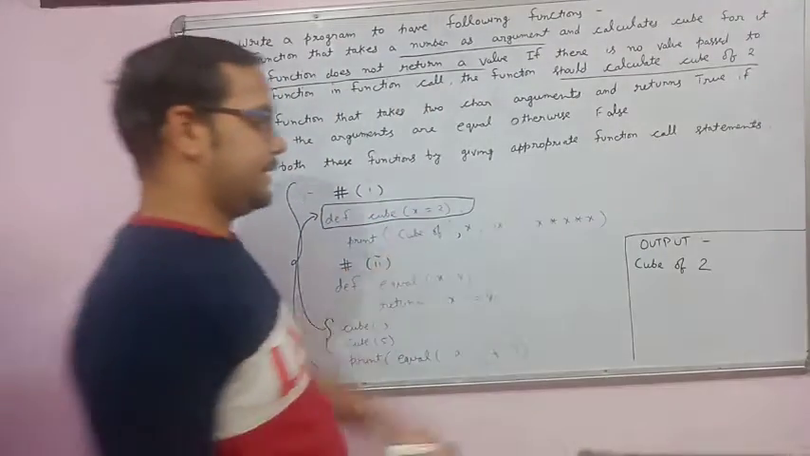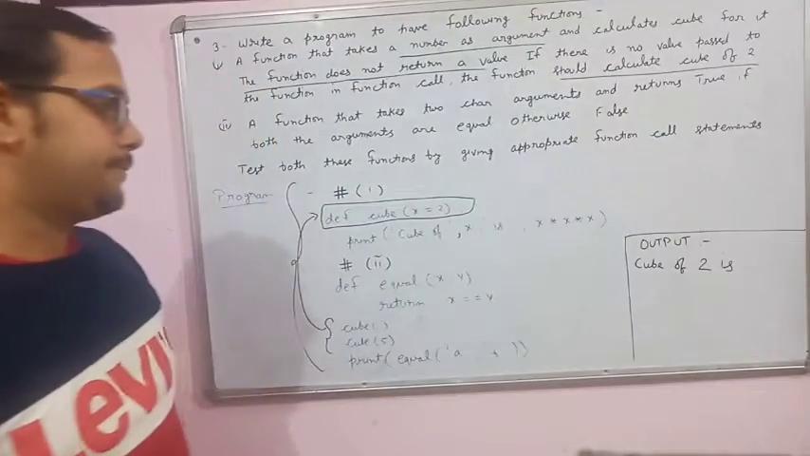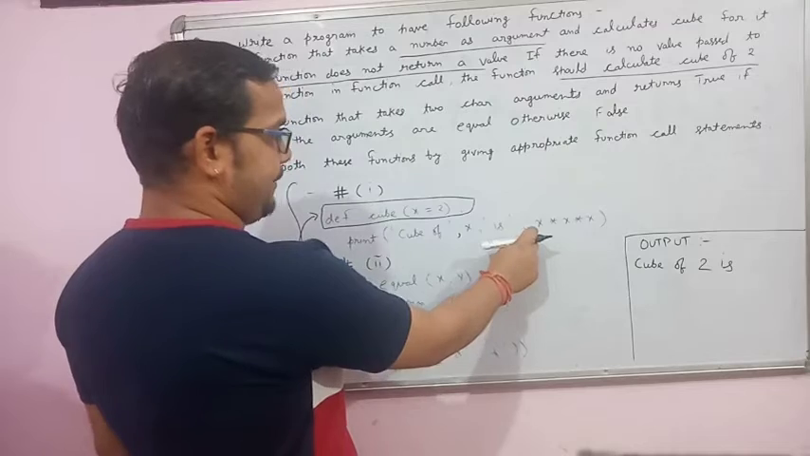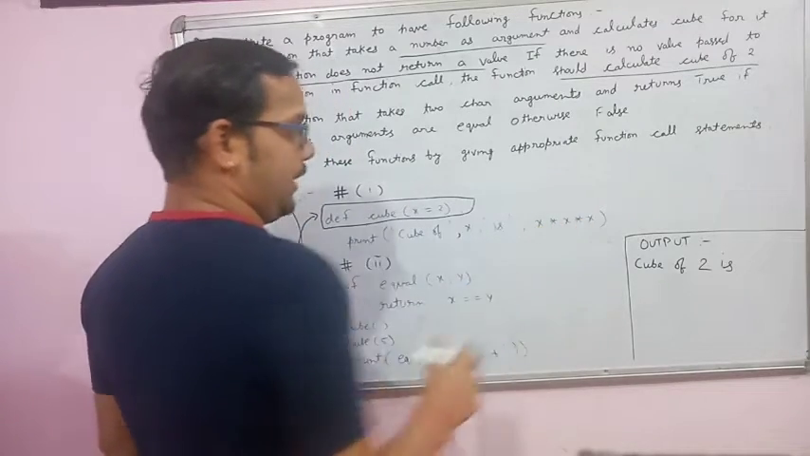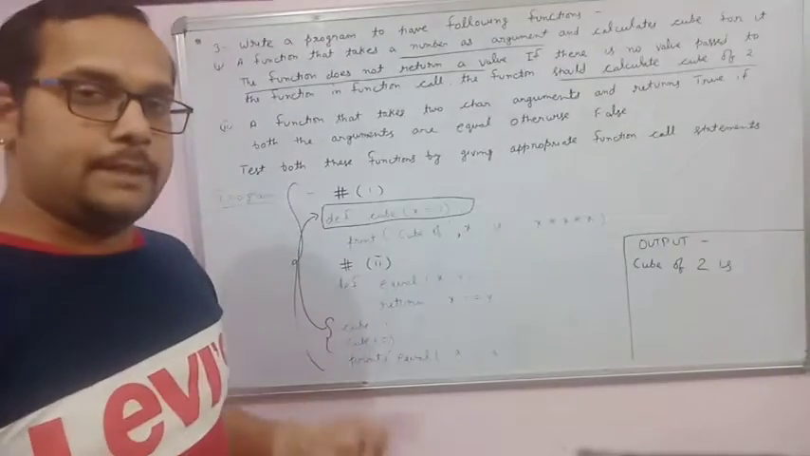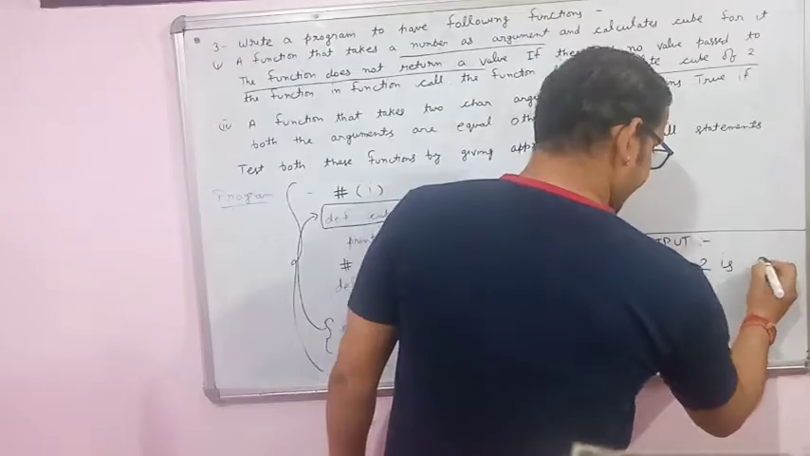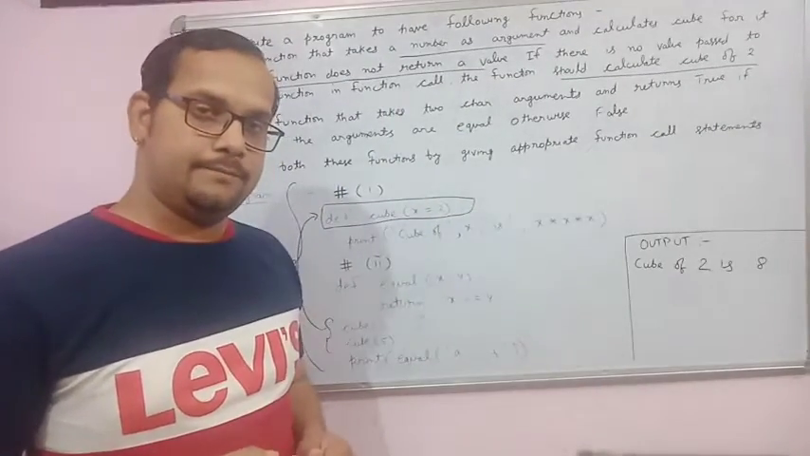Cube of x is again a message. It is written inside the quotes. Then comma acts as a separator. x into x into x. So the value of x is 2. 2 multiply 2 multiply 2, the result is 8. So the output is cube of 2 is 8.